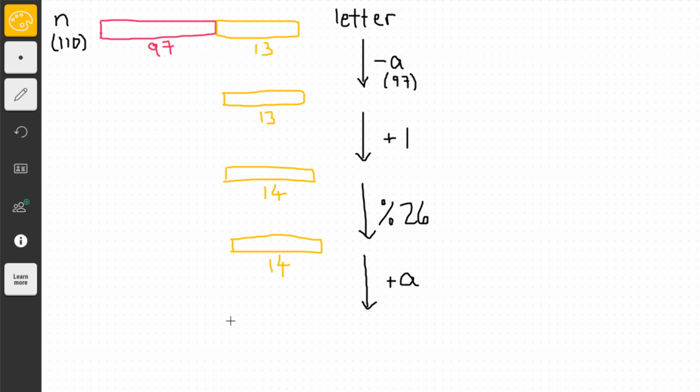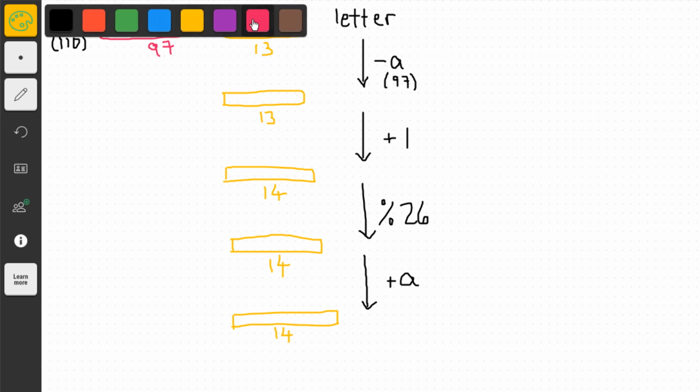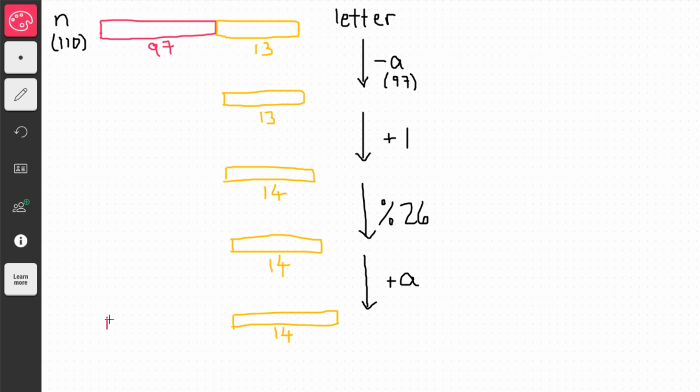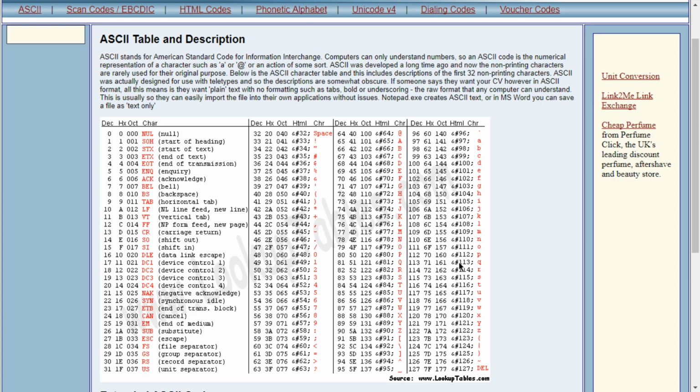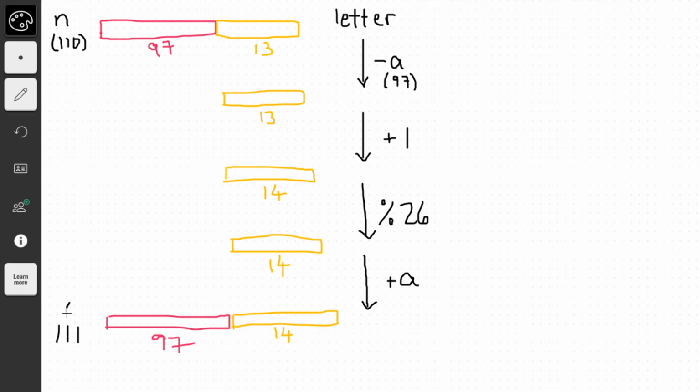All right, and then finally, we're adding A back on. We're going to put the 97 back onto this. So there's our 14, and then here's our 97. And what does that give us? If we add these together, we would get 111, and that is the same as the character code for O. So that's O, which is 111. Okay, there we go. So we went from N to O.